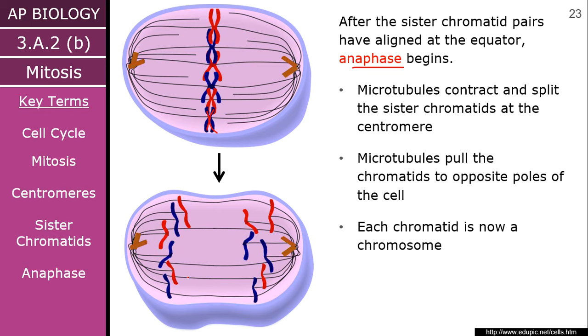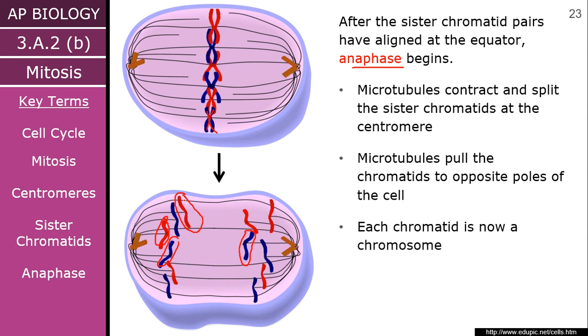Okay, at this point, because they are now separated, each of these is now a chromosome. That's a chromosome. That's a chromosome. That's a chromosome. That's a chromosome. So they're no longer called sister chromatids. They are now chromosomes. They still have identical DNA, but they are chromosomes because they are their own thing now. They're separate. Okay. And all of that pulling is done by the microtubules, okay, by those long spider legs.